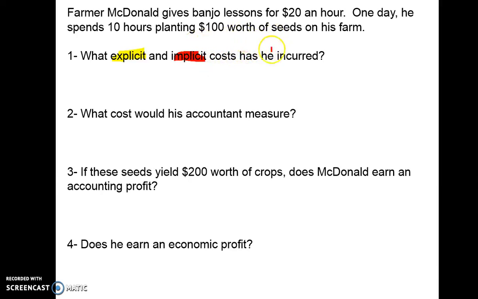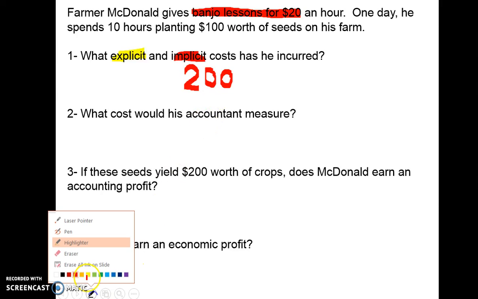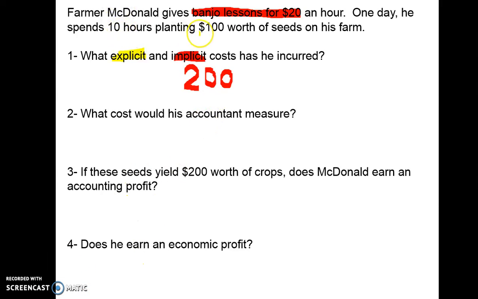Well, let's see. Since he spent his time planting the seeds, that means he couldn't do the banjo lessons for $20 an hour. And since he spent 10 hours out planting the seeds, that's 200 in implicit cost. Now, his explicits, on the other hand, well, he had to spend $100 to get those seeds, so that's 100 on its own there. So, what cost will his accountant measure? Those are going to be the explicit ones, which is the 100.